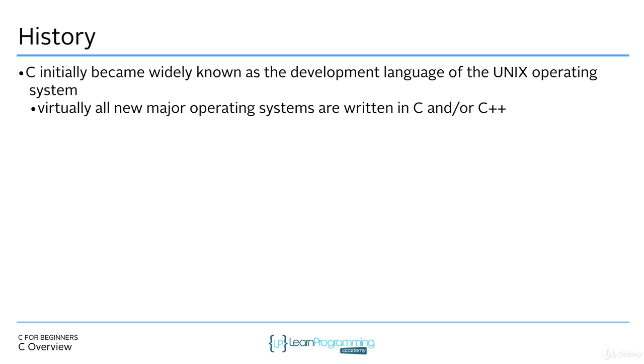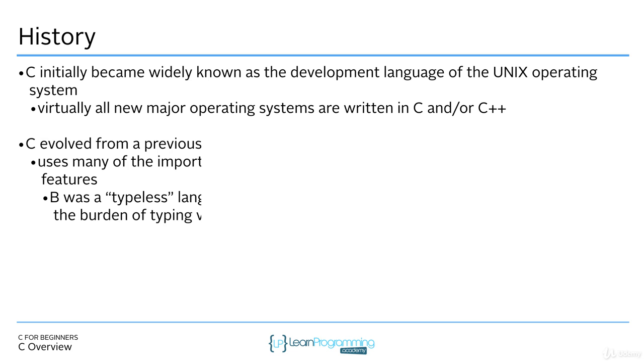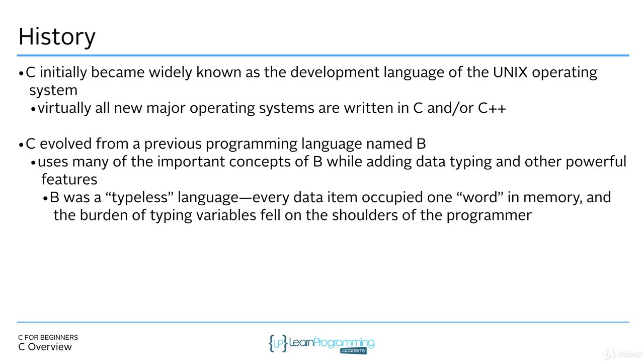Some more history. It initially became widely known as the development language of the Unix operating system, and virtually all the new operating systems that were written after 1972 are written in C or C++. Okay, again, very popular, very, very useful. It evolved from a previous programming language named B. Go figure. That's why it's named C. I guess they weren't very clever, and they just said, "Hey, B, C." There's also a language called D, by the way.